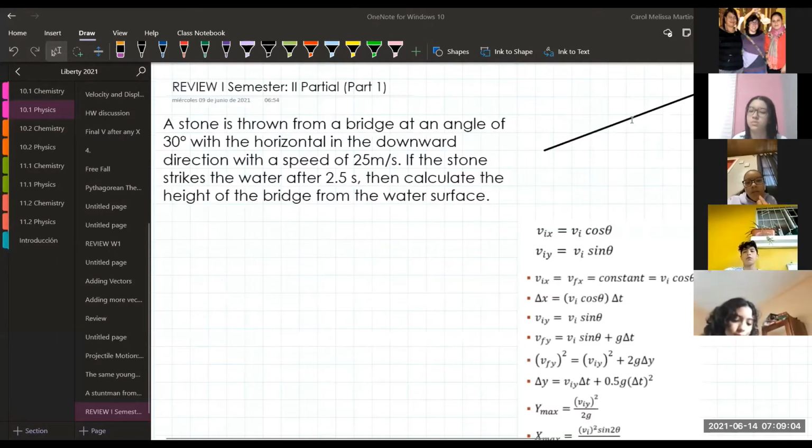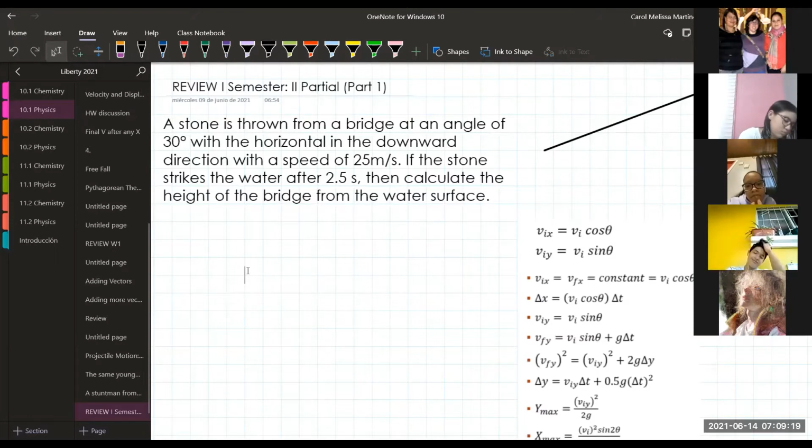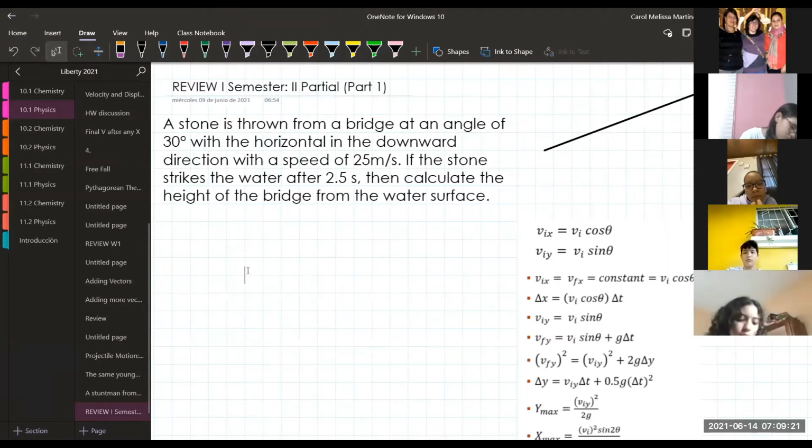That's not the first exercise. Take a look. It says a stone is thrown from a bridge. I'm obsessed with bridges, I know. I'm sorry about it. I could have used golf exercises, but golf is boring for me. I like bridges a lot more.